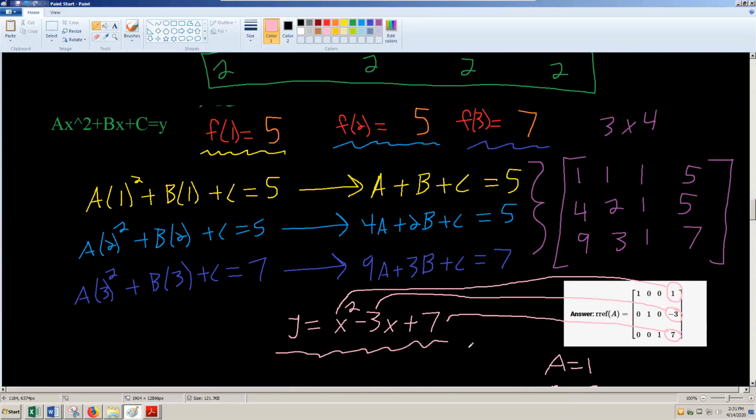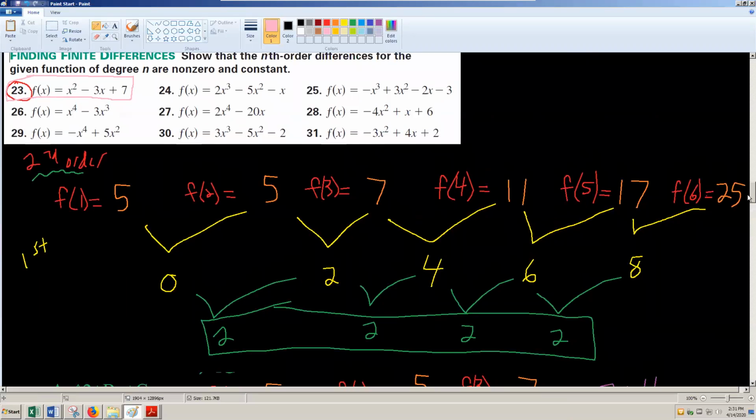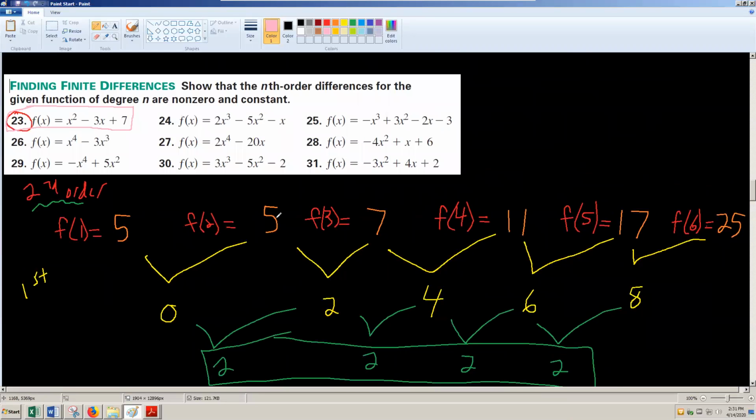Wait, what did you say? Sorry, go ahead. Can we go through it one more time? So one version of this problem is just to show me this, right? So that's what this is asking you. It's saying show the nth order differences for this thing are non-zero and constant. So that's one version of this problem. Another version of this problem, instead of giving you this equation, I would say find it for me. So I wouldn't give you this.